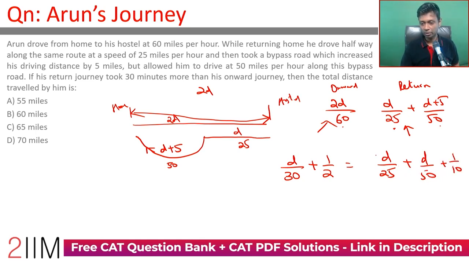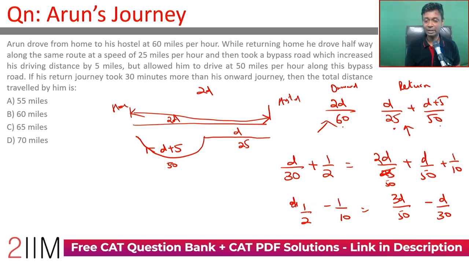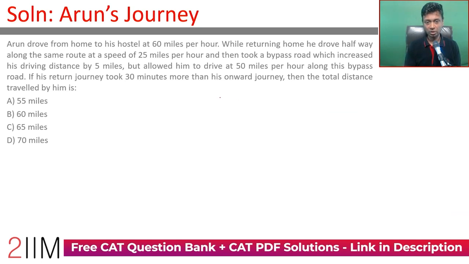D by 25 plus d by 50 more, it is 2d by 50. So this is 3d by 50. So 1 by 2 minus 1 by 10 equals 3d by 50 minus d by 30. 1 by 2 minus 1 by 10 is 5 by 10 minus 1 by 10, which is 4 by 10, which is 2 by 5. This side is 2 by 5. That side LCM of 50 and 30 is 150. So I'm going to write this in the next page. So 3d by 50 minus d by 30 is equal to 2 by 5.